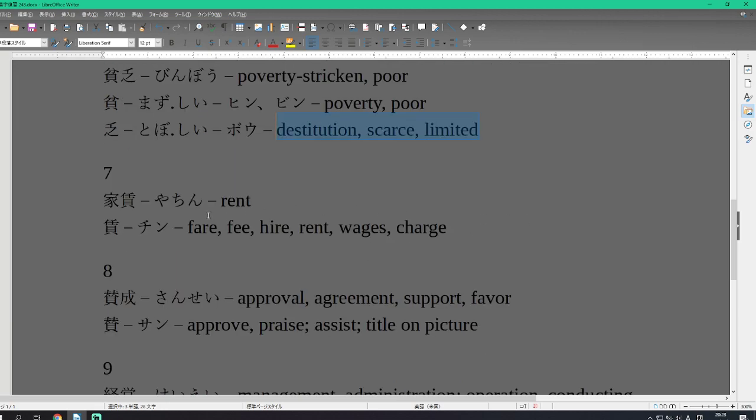Number 7 is Yachin. Ya on the left side is just a house. Chin is our new kanji for a fare, a fee, hire, rent, wages, or charge. On the top of this kanji, we have our radical for shi, which is a duty. And not only that, we have money. So rent for a family man often gives you a duty to your family, or represents a duty to your family to keep the house over their head. So you can think of it as a house fare or a house fee, or I can think of it as the duty due for the house. That's kind of how I think about it. Chin is a fare, fee, hire, rent, wages, or a charge.